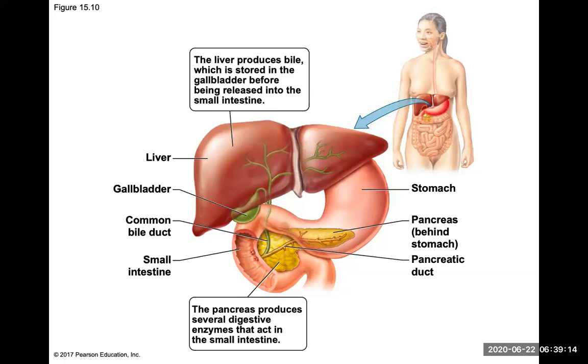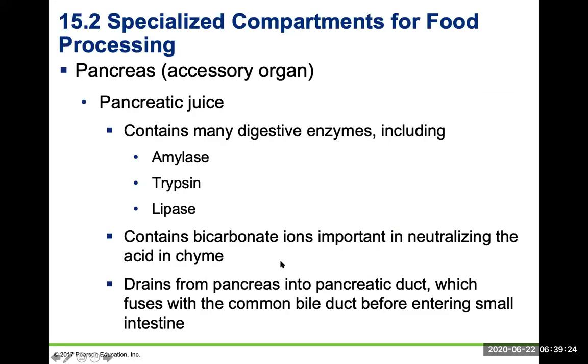It also has a role in your endocrine system with the production of insulin. But digestive-wise, it produces many enzymes that aid in digestion. So here's what we call pancreatic juice, containing many different enzymes. It contains bicarbonate ions, which are important for neutralizing the acid in the chyme that just came from your stomach. So the stomach is extremely acidic, and then it gets to the pancreas and it becomes more basic.